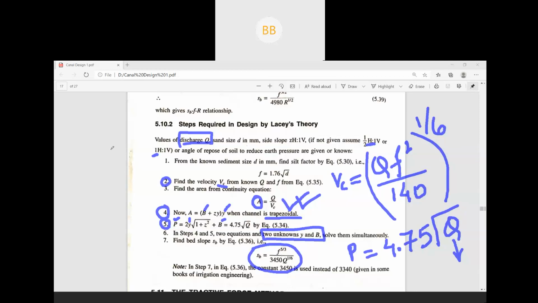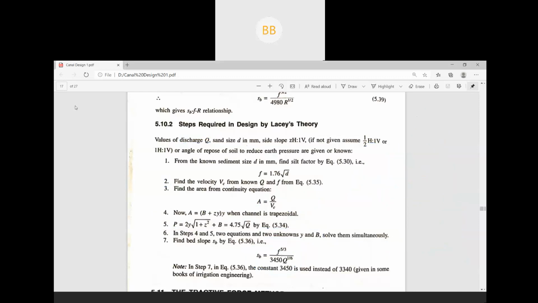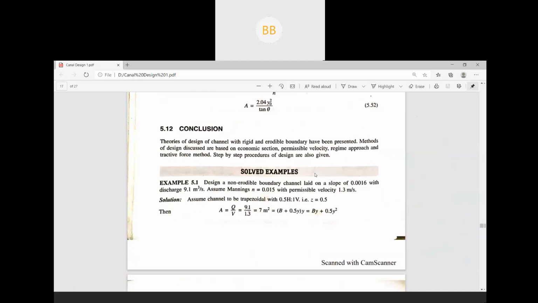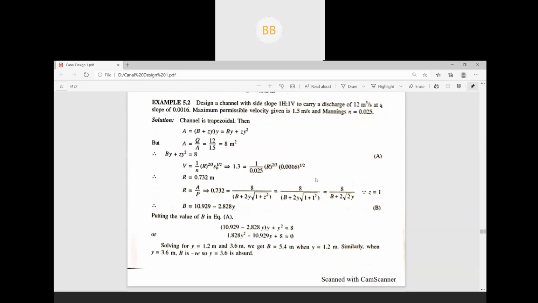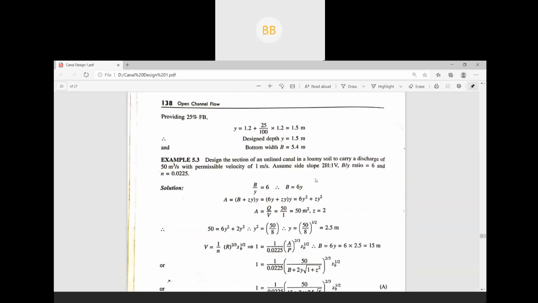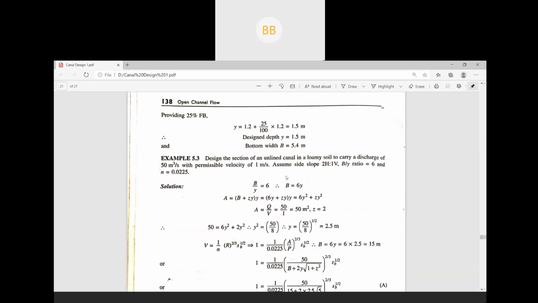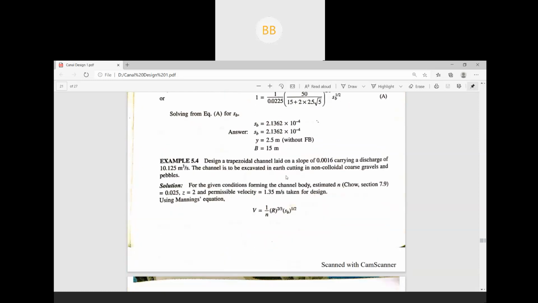Okay, so we move on to the numericals. First, we solve a few numericals related to Kennedy's theory, and then we solve numericals related to Lacey's theory. I guess we have not solved any numericals related to Kennedy's theory. So first, we solve numericals related to Kennedy's theory.